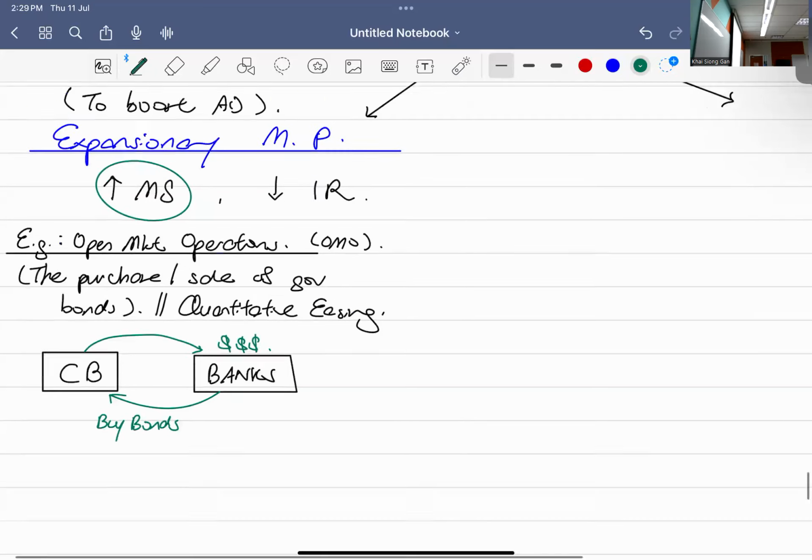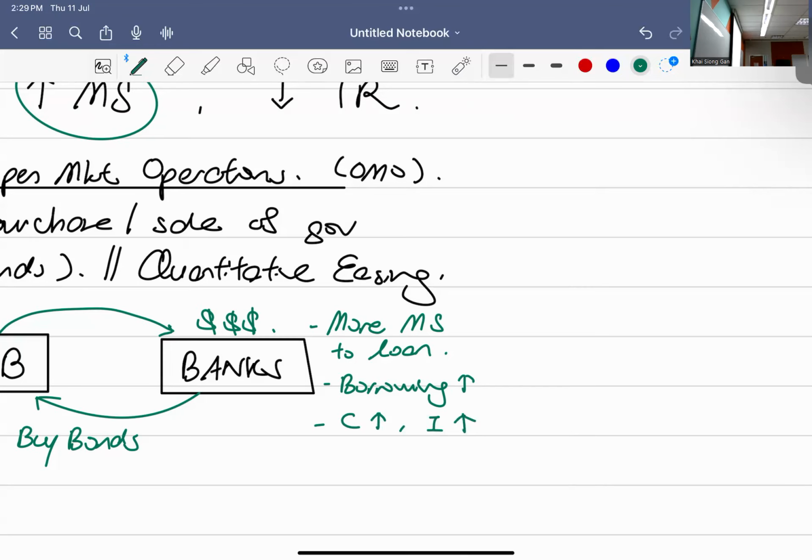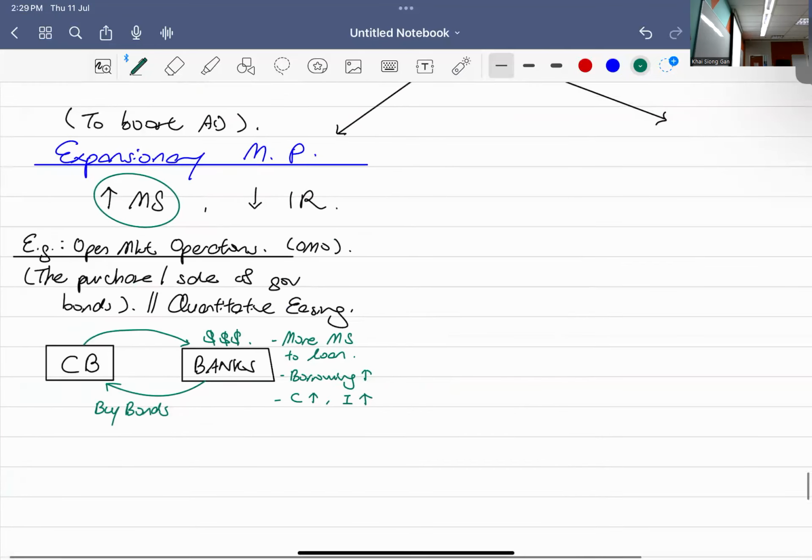So now when the central bank gives money to banks, banks will have more money supply to loan out to people. So they can give more borrowing. Borrowing will increase, and that's how it stimulates consumption and investment. So that's how it increases the money supply.